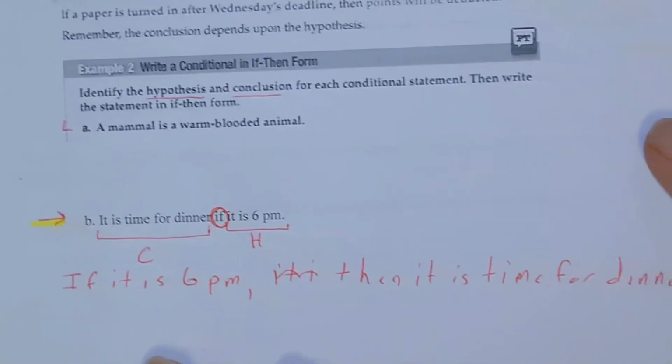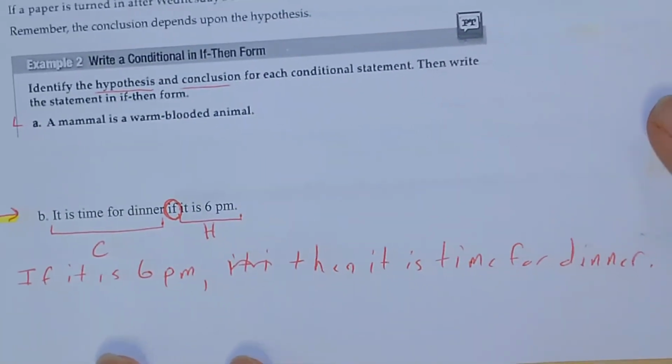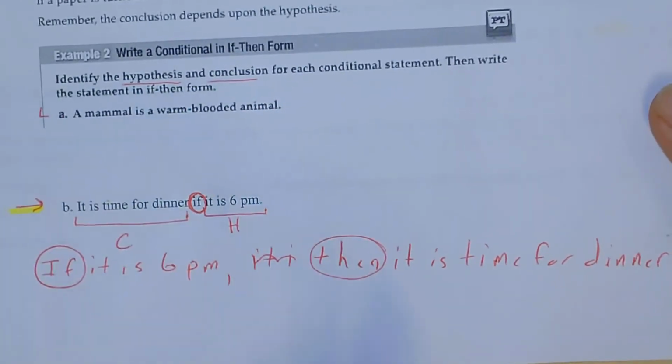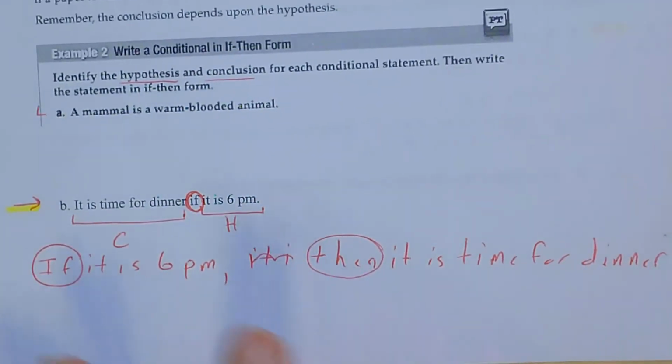If it is 6 p.m., then it is time for dinner. Don't forget to have the if and then. I almost forgot. Those have to be in there, and make sure you get it in the correct order. Okay, so you're going to flip your page over.